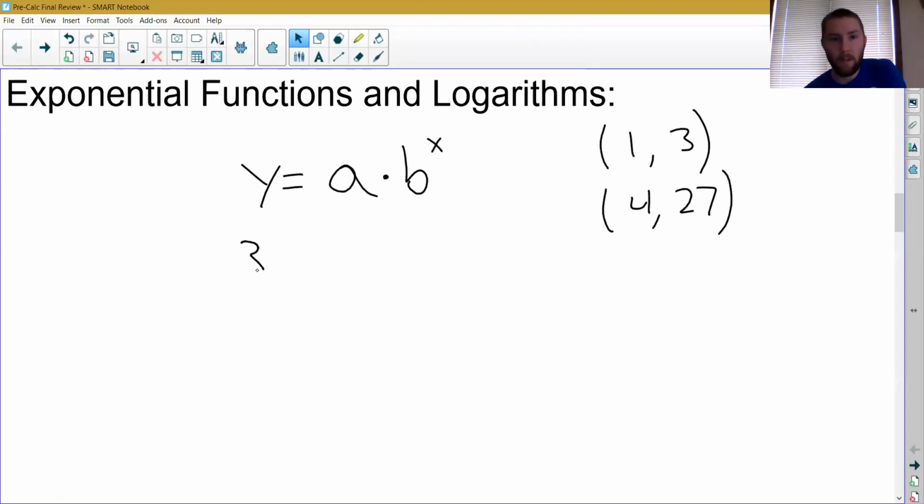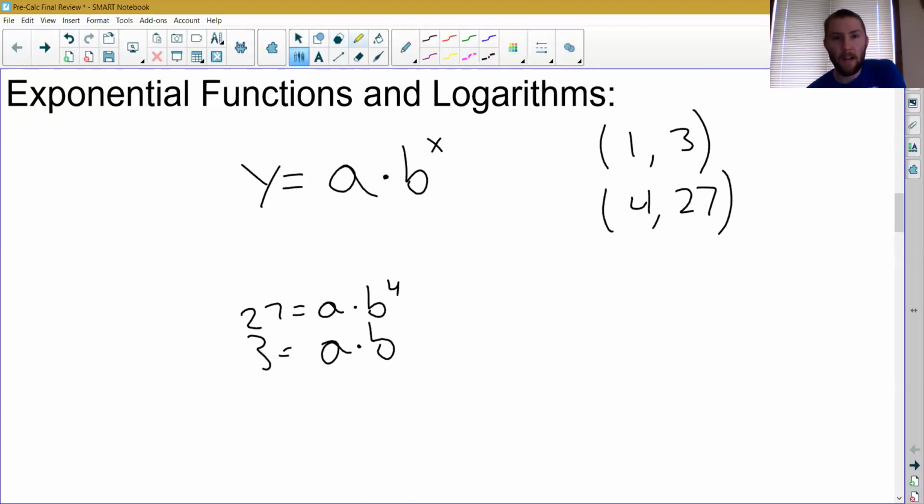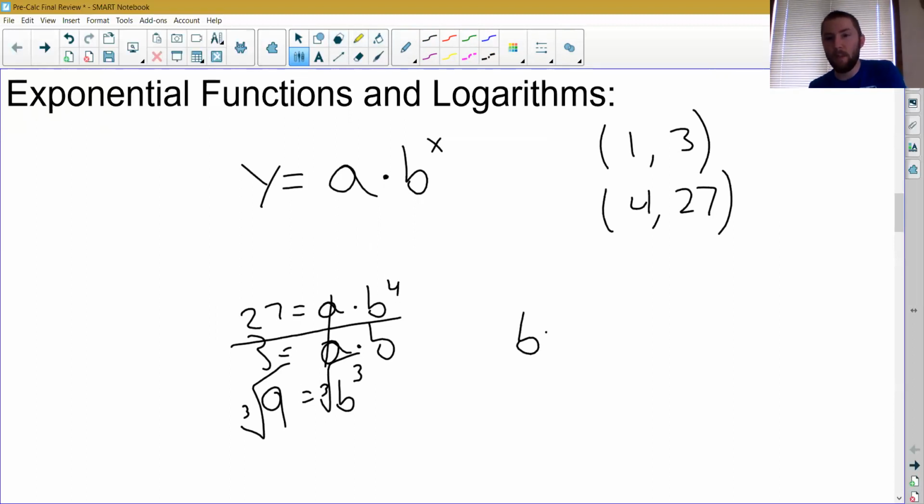So we would plug 3 equals a times b, and 27 equals a times b to the 4th power. So then we would actually flip those around, and then we would divide them. So we just divide the whole thing. 27 divided by 3 is 9. The a's cancel out, and this is b to the 3rd. We would cube root both sides, cube root the 9. That's going to be some crazy decimal, but that's what b would equal. And then we plug it back in probably to this one, and then we solve for a, right?